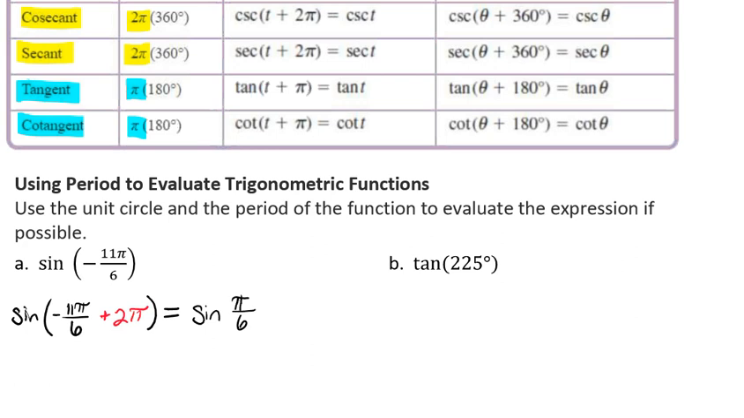Then if I look at my unit circle at pi over 6, I'm going to see that I have radical 3 over 2, comma 1/2. Because I'm looking for sine, I want the y value there. So my answer is going to be 1/2. So we can say that the sine of negative 11 pi over 6 equals 1/2.